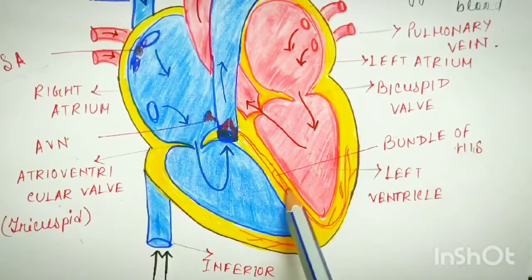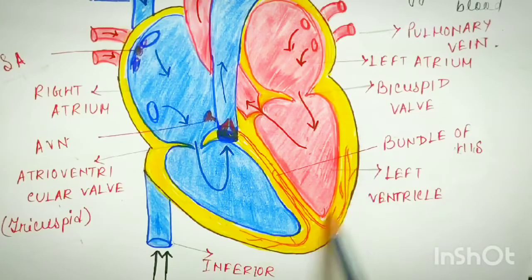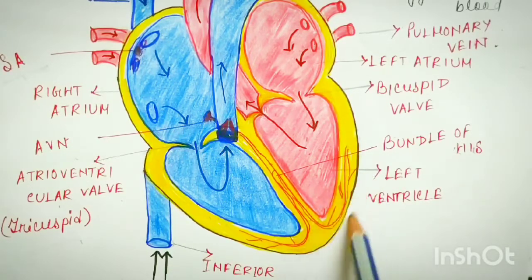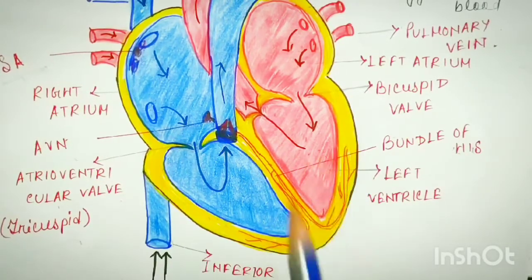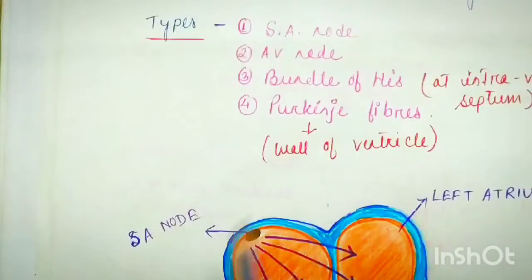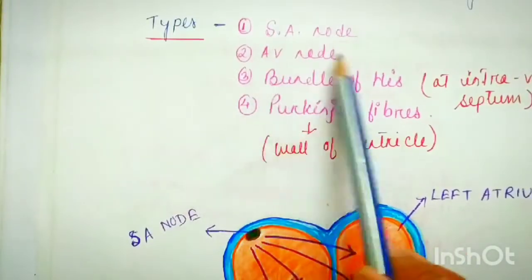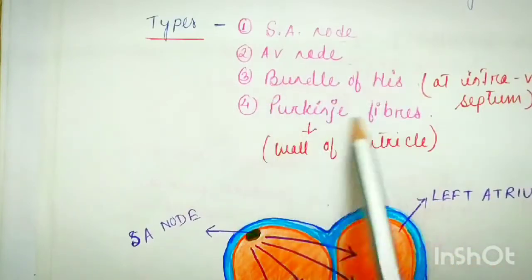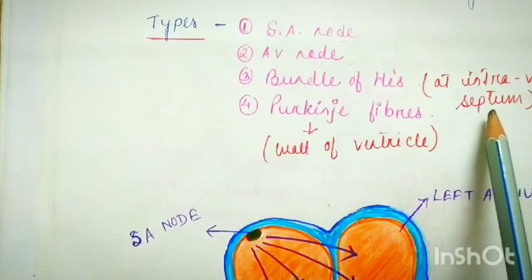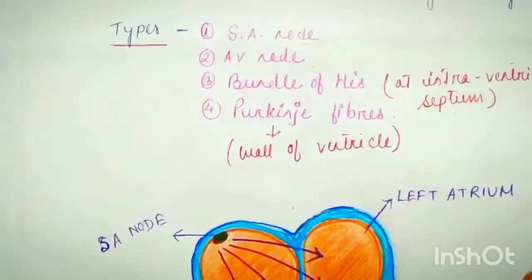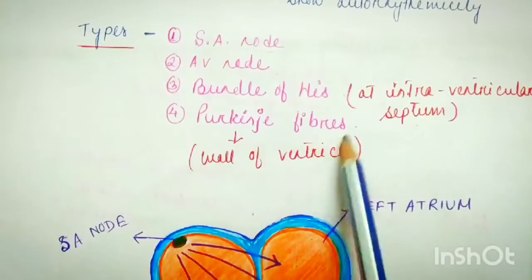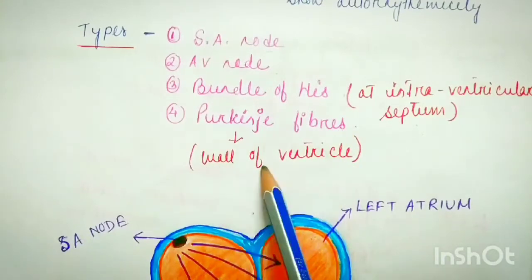Then this bundle of His comes, and in the ventricle wall it is divided into minute fiber-like structures. Look, these are minute fiber-like structures which are known as Purkinje fibers. So now come to this diagram. SA node, AV node, bundle of His and Purkinje fibers. So where is the bundle of His present? At the interventricular septum. So if a question comes where the bundle of His is present, you have to write interventricular septum. Where Purkinje fibers are present, you have to write wall of the ventricle.